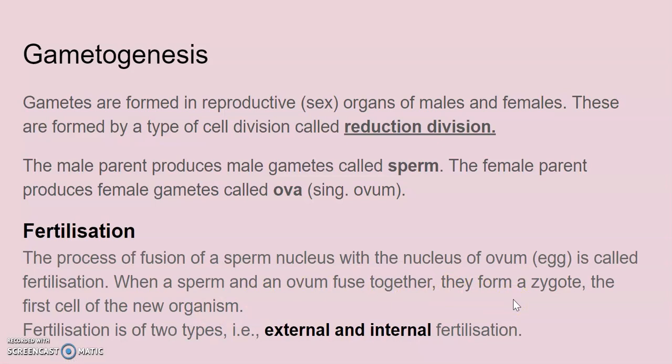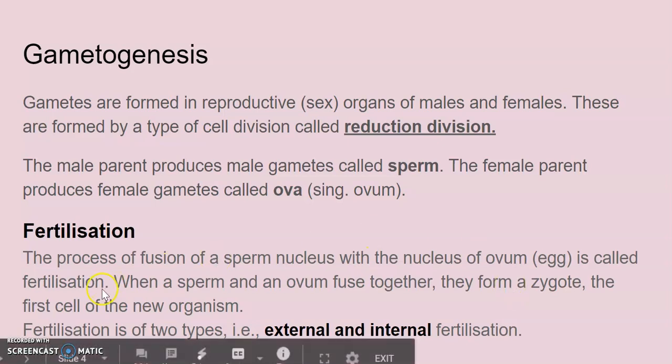मतलब जैसे ही fertilization से एक zygote form होता है, उसके बाद ही हम imagine कर सकते हैं या मान सकते हैं कि एक new life, it is about to happen. Fertilization is of two types. Fertilization भी बेटा दो तरीके का होता है. One is external fertilization and second is internal fertilization.